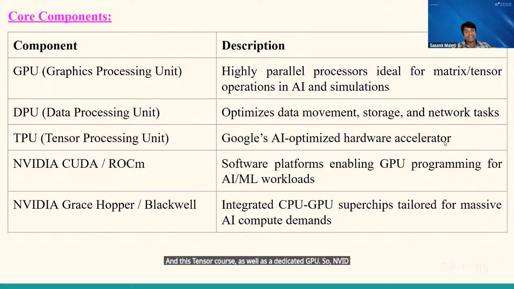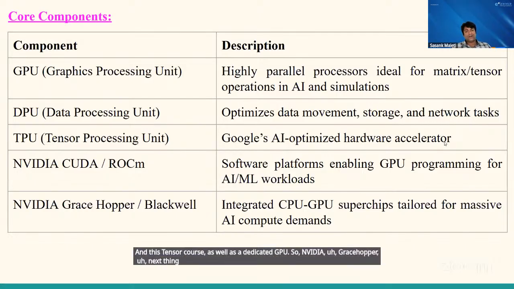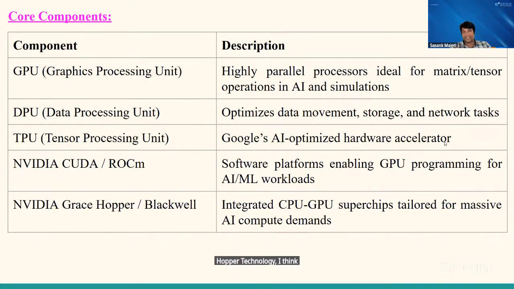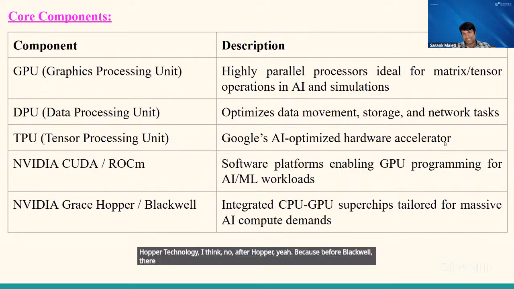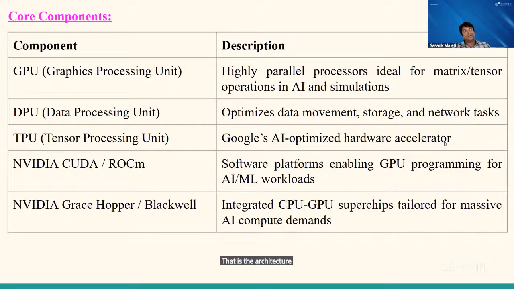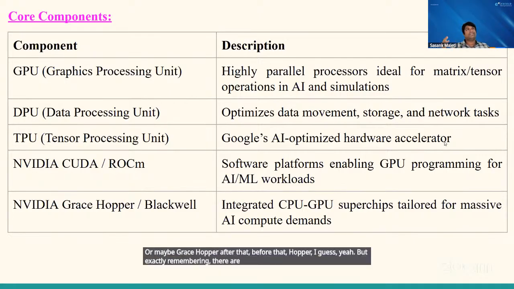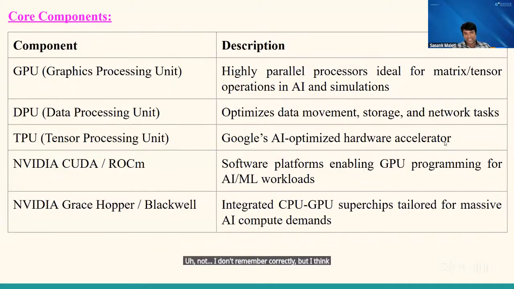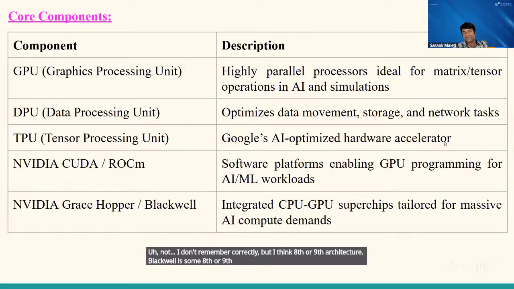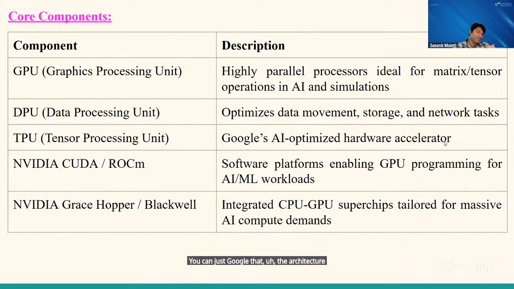Next is Nvidia Grace Hopper. Before Blackwell there is Ada Lovelace, which is the architecture before Blackwell. I think Hopper is before that, or maybe Grace Hopper comes after it. I don't remember exactly, but I think Blackwell is the 8th or 9th architecture Nvidia has. Probably you can just Google the architectures of Nvidia GPUs and you will get it.